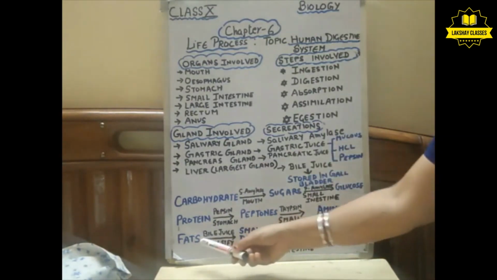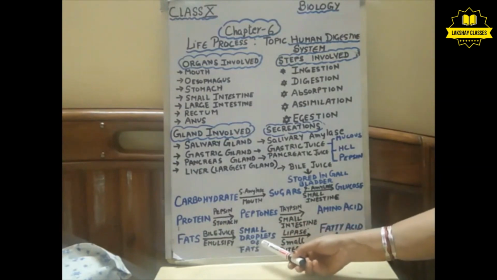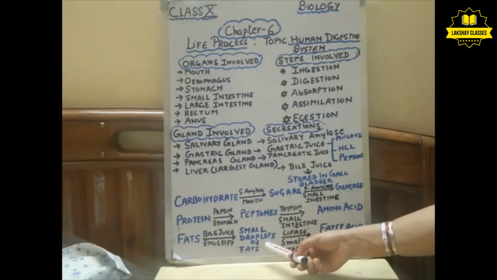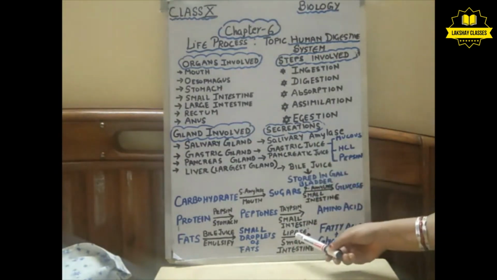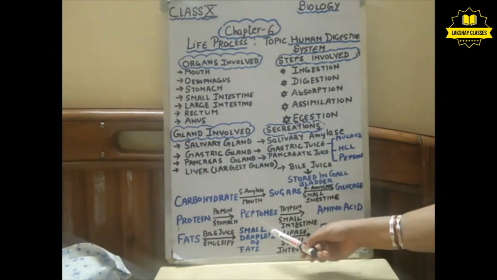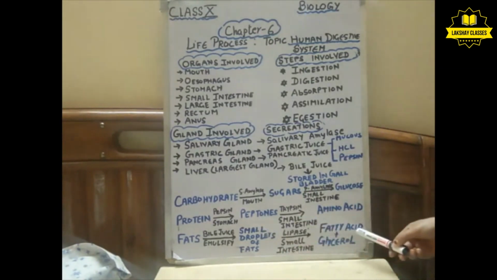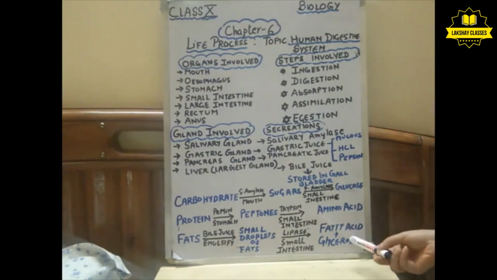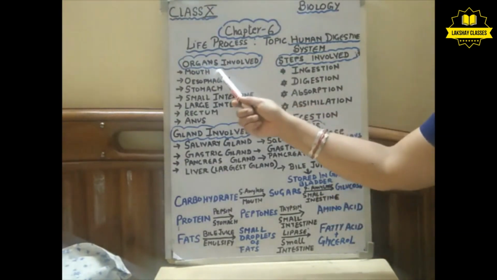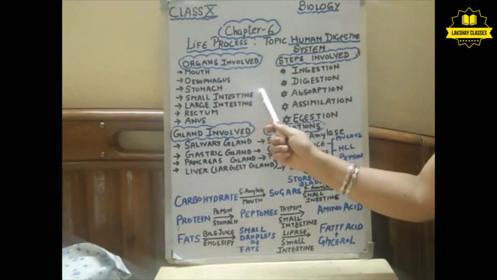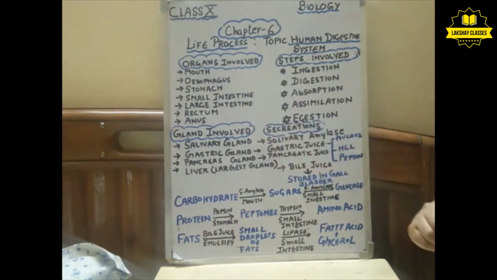Then, fat emulsification has started at the entry of the small intestine. Now, with the help of pancreatic juice, which contains the enzyme lipase, these fat droplets will be converted into fatty acid and glycerol. Right? So, the end product of digestion of fat is fatty acid and glycerol. So, we can say that digestion starts in the mouth and ends in the small intestine.